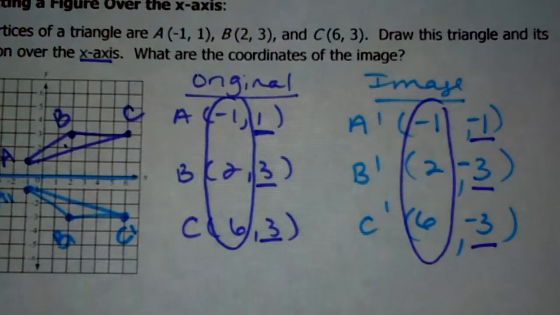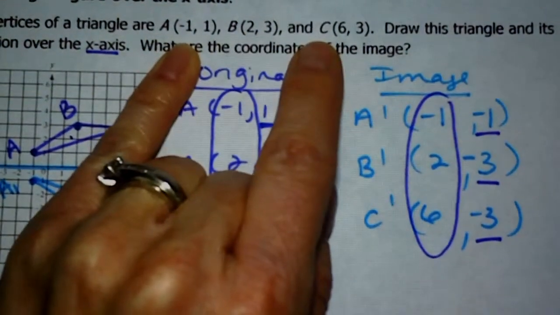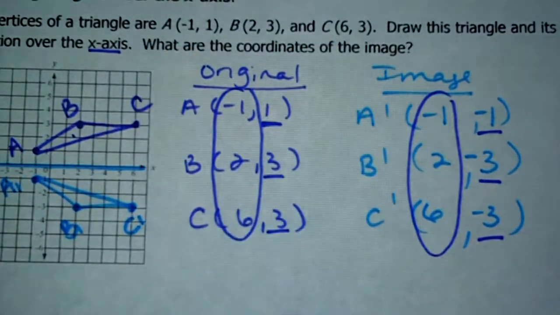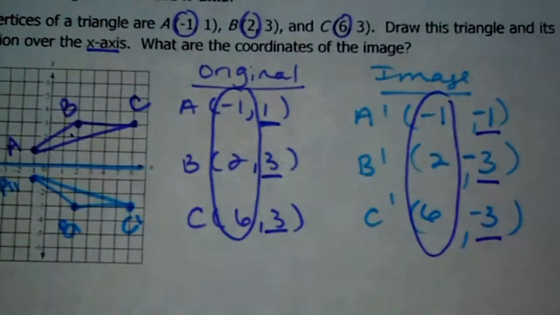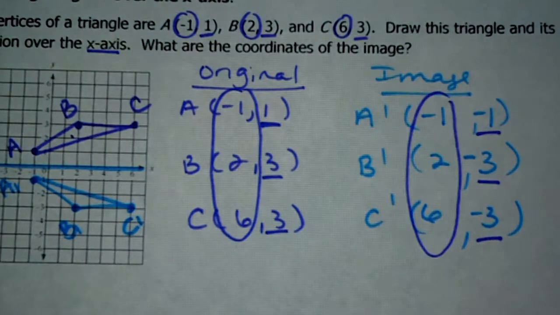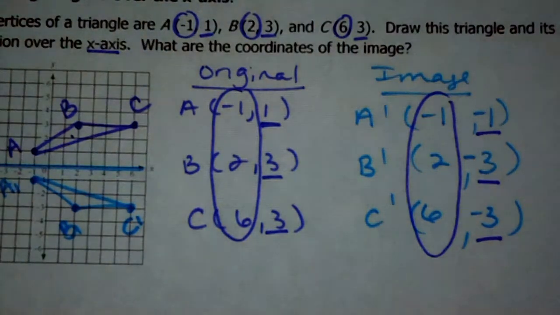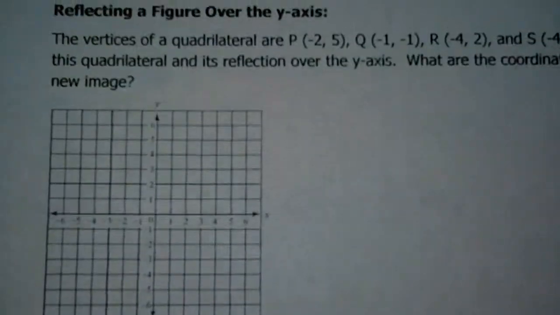So if I didn't give you a picture, if all I gave you were these 3 ordered pairs and I said, what are the coordinates of the image? All you would have to do is say, okay, well, I'm flipping this over the x-axis, so my x's stay the same, and all I need to do is take the opposite sign for the y's. So that's where patterns can really be helpful. All right, now we're going to reflect over the y-axis. So turn your page, reflecting over the y-axis.